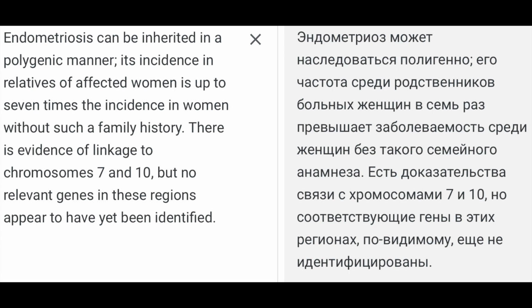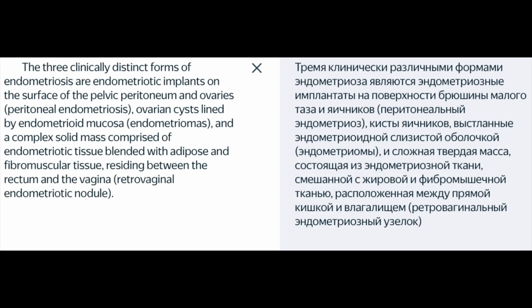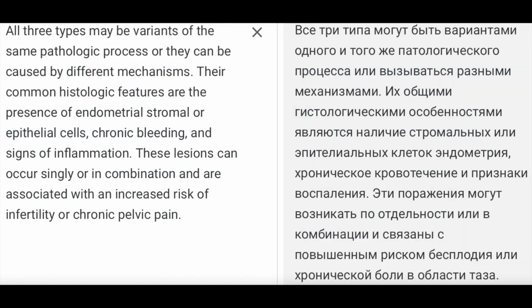The 3 clinically distinct forms of endometriosis are endometriotic implants on the surface of the pelvic peritoneum and ovaries, peritoneal endometriosis; ovarian cysts lined by endometrioid mucosa, endometriomas; and a complex solid mass comprised of endometriotic tissue blended with adipose and fibromuscular tissue, residing between the rectum and the vagina, retrovaginal endometriotic nodule. All 3 types may be variants of the same pathologic process, or they can be caused by different mechanisms.